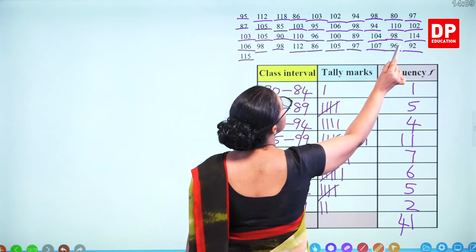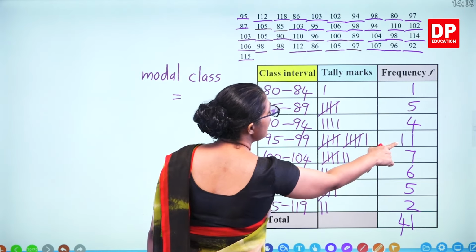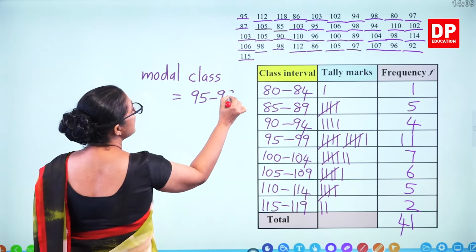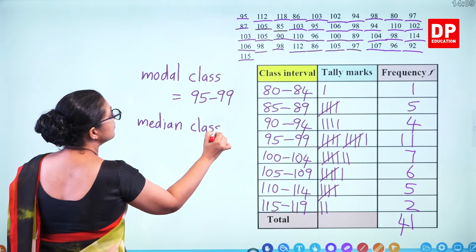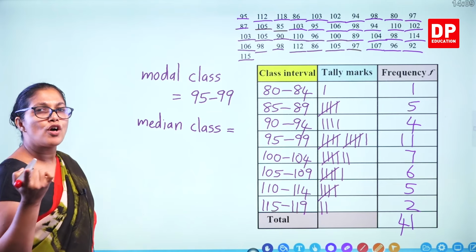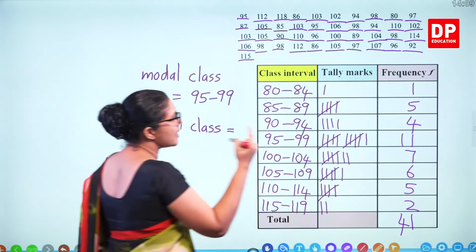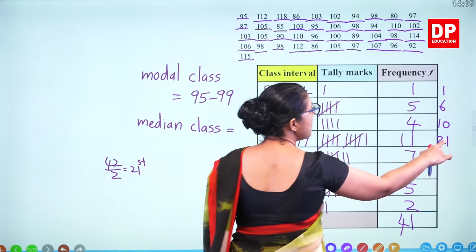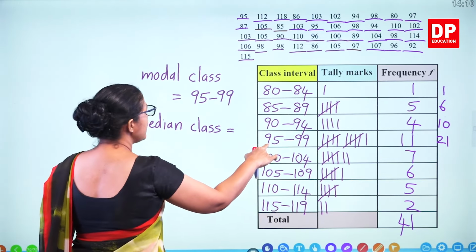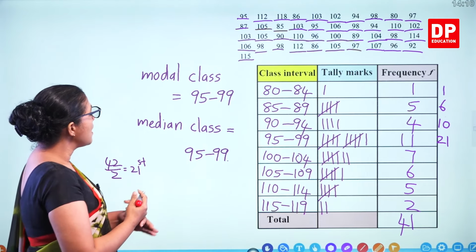So what are the questions here? Find the modal class and the median class. So first find the modal class. One which has the highest frequency. So 11 means 95 to 99. And the median class, 41 is there. So what's the middle number? 42 divided by 2, 21. So 21st one. Whereas 21st one, we can add the frequencies and see. 6, 6 plus 4, 10, 10 plus 11, 21. So that means 21st one is here, 95 to 99. So this is the median class. So modal class and median class both are the same.